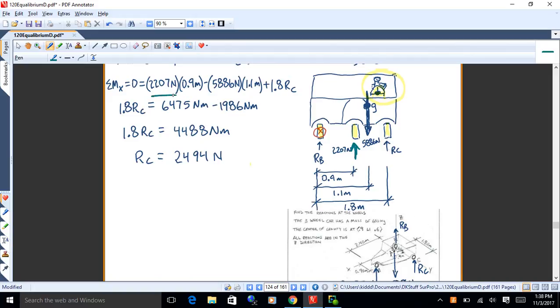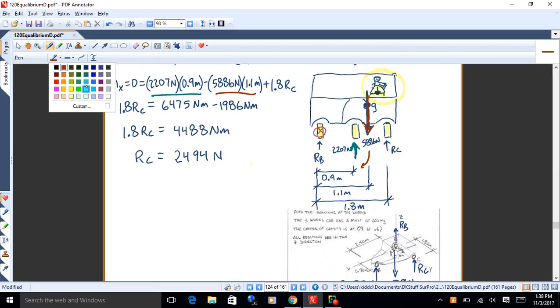So 2207 times 0.9, counterclockwise is positive. And then 1.1 times 5886, that's clockwise, so it's negative. And then the last one here is the unknown, that's RC. That's positive because it's counterclockwise. Okay.